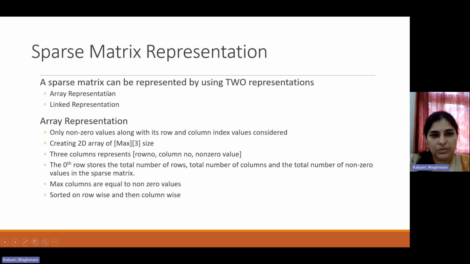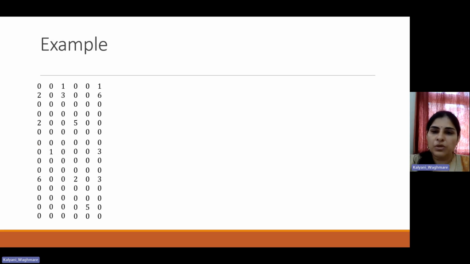Constraint: when we are creating sparse matrices, the information we store in the sparse matrix is always in sorted form. First it is sorted on rows and then it is sorted on columns. In the next slide we will see one example of how we convert a matrix into a sparse matrix.